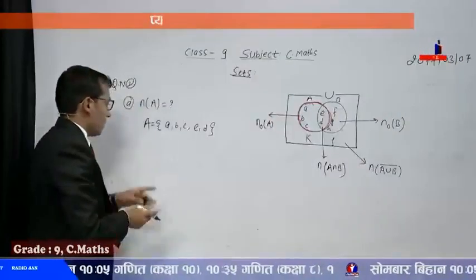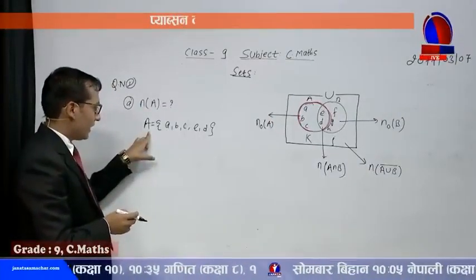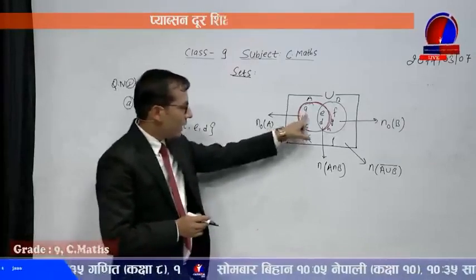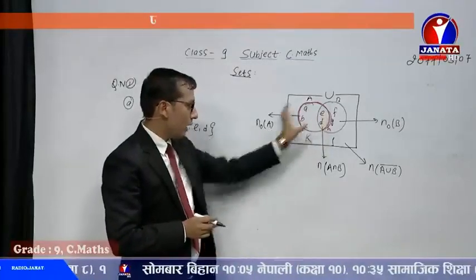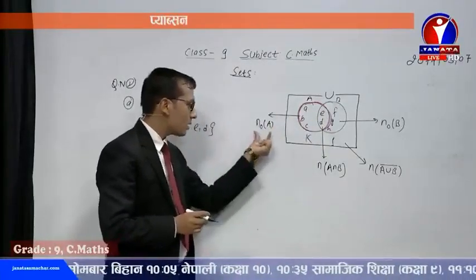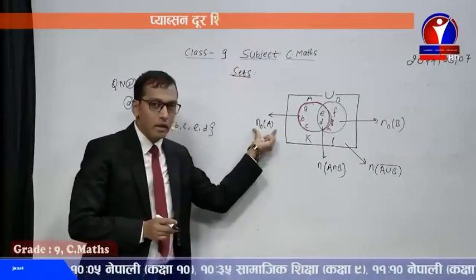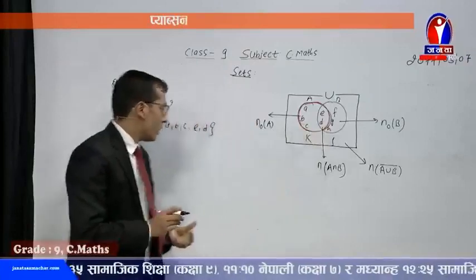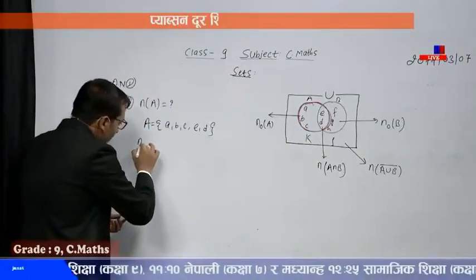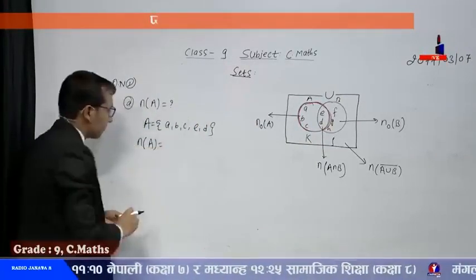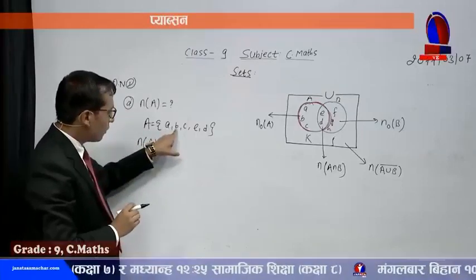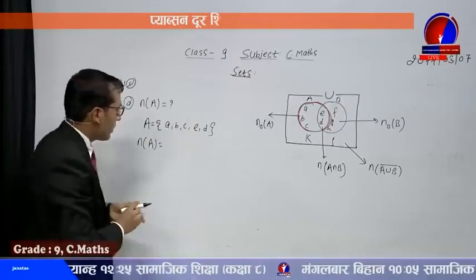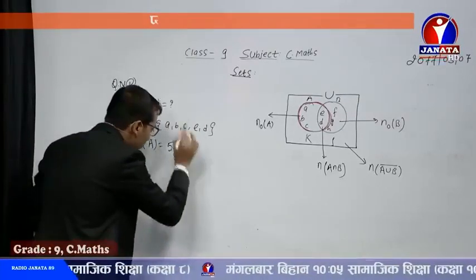Okay, so n of A is n only A and the intersection, and A consists of two regions, n only A and the intersection of the two subsets A and B. So what is n of A? Let's count and write. 1, 2, 3, 4, 5. So here are 5 elements.